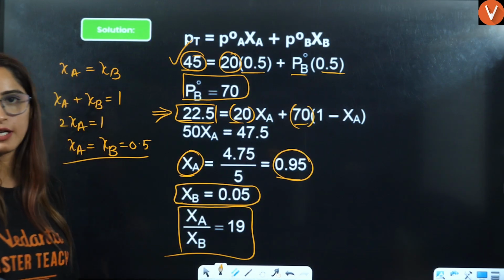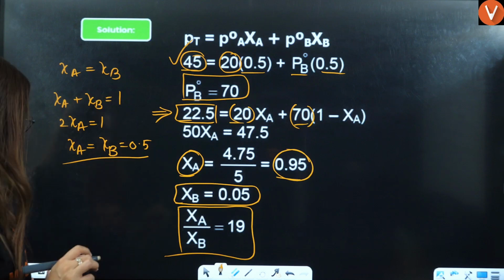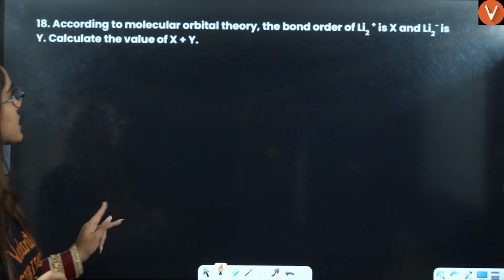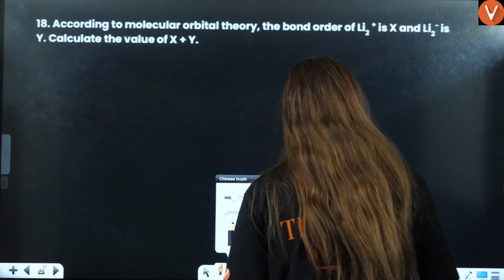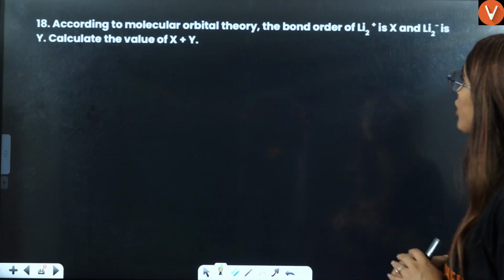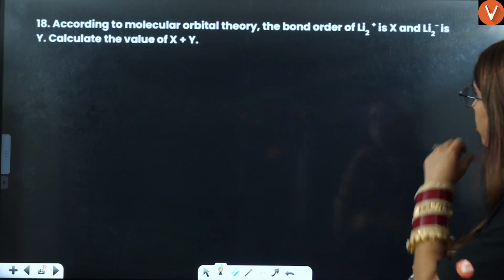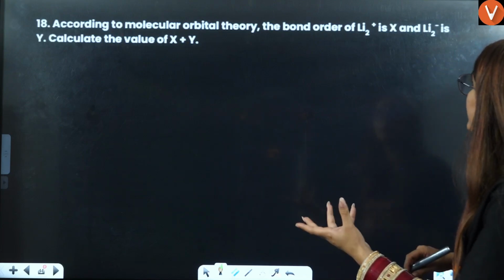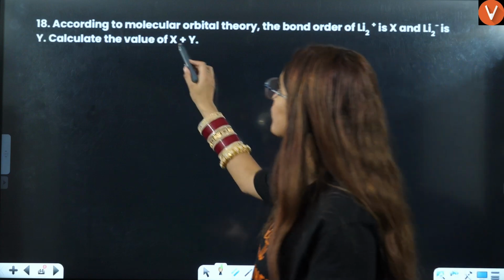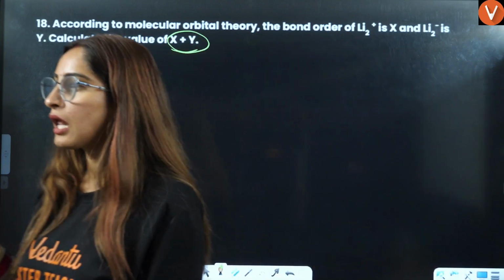Taking the ratio here, it will come out to be 19. Okay. Next is, according to the molecular orbital theory, the bond order of Li2 positive is X and Li2 negative is Y. Calculate X plus Y.